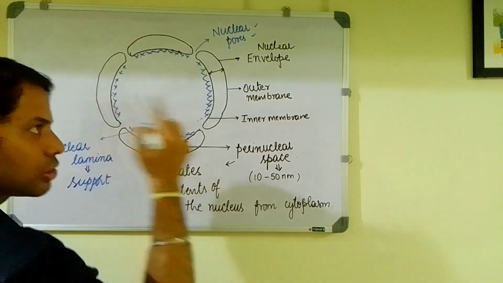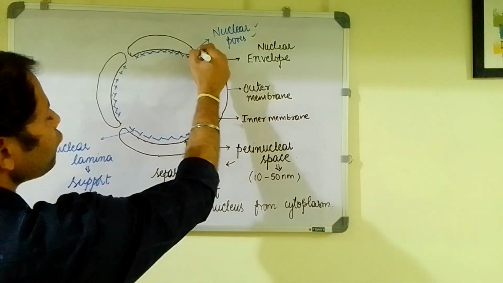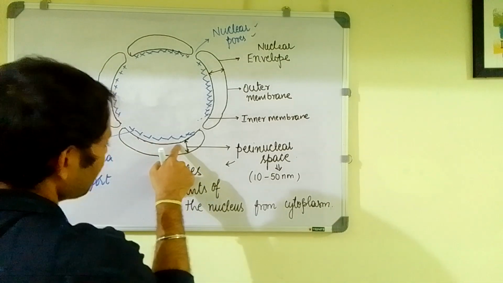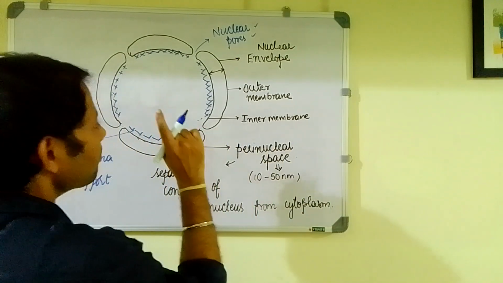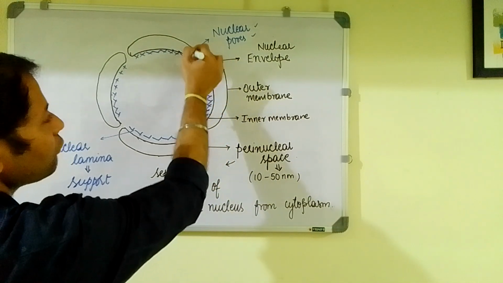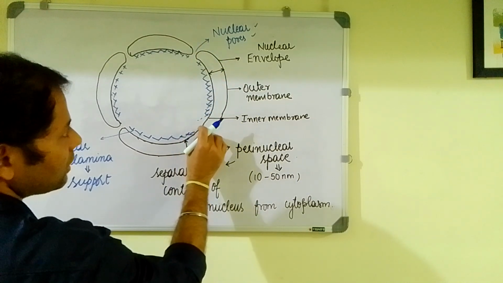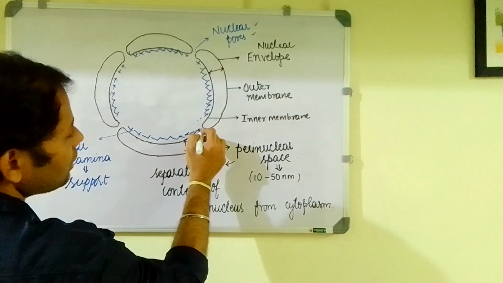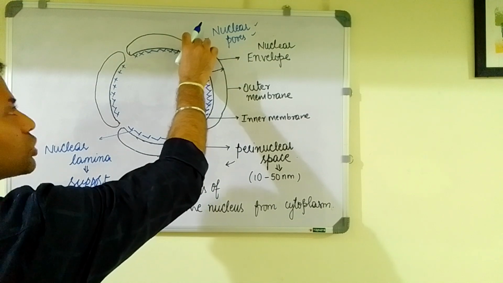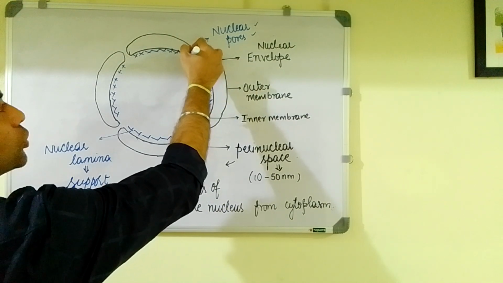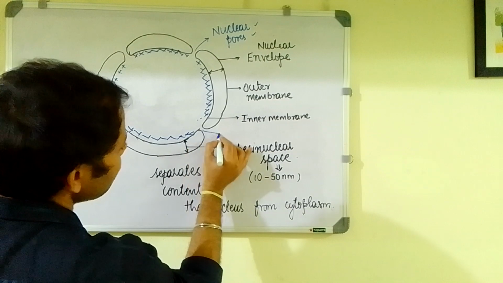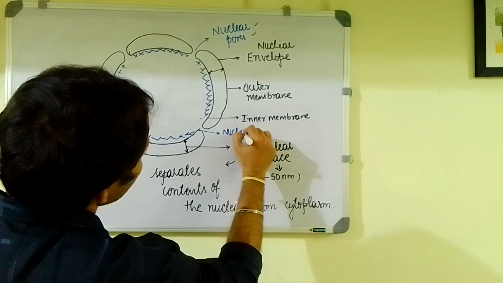NCERT also writes that a nuclear pore is formed by the fusion of these two membranes. Now see, this is the outer membrane and this is the inner membrane. These two membranes are parallel, and they fuse at a point, which results in the formation of a nuclear pore. So it is a small gap that is formed in the regions where the nuclear envelope is fusing. You can see, here the nuclear envelope is fusing, so this is going to become a nuclear pore.